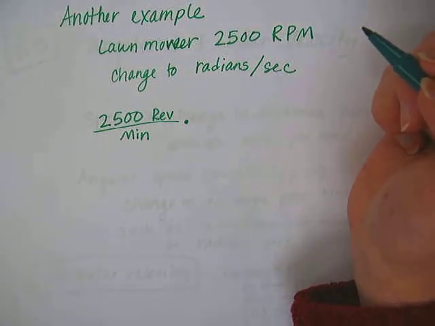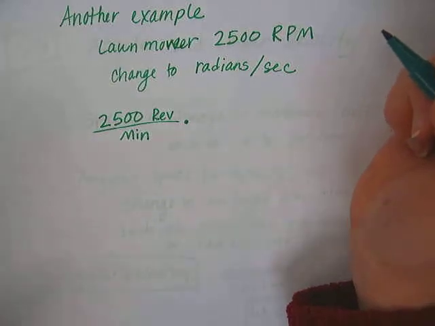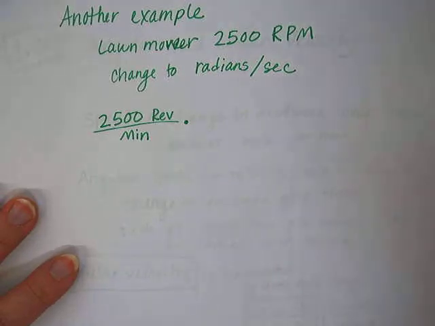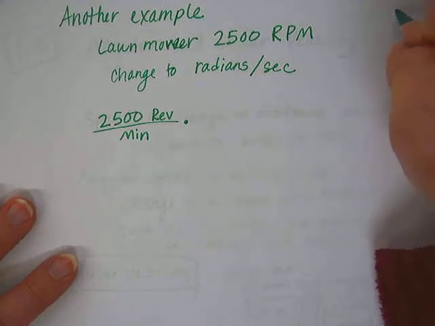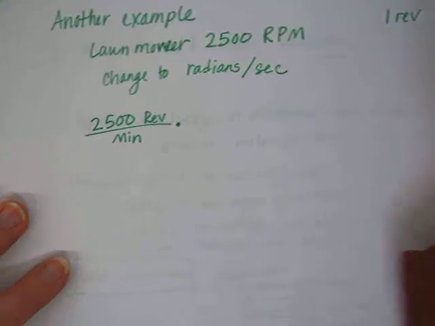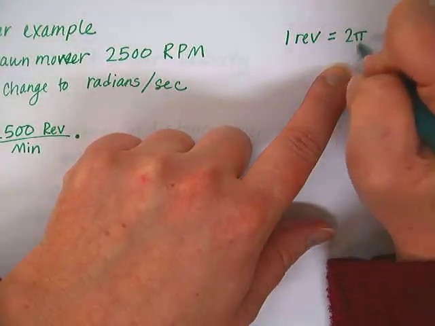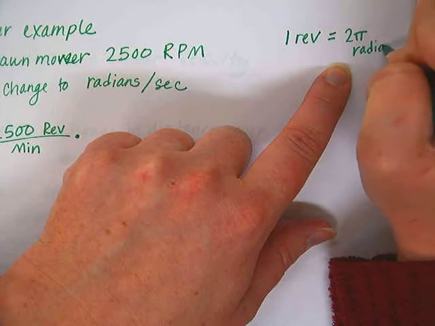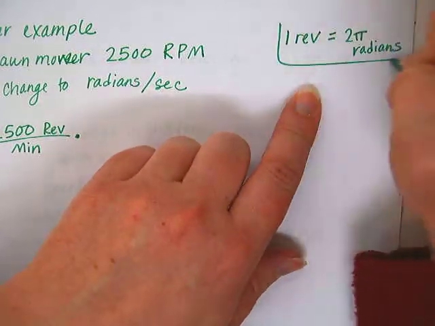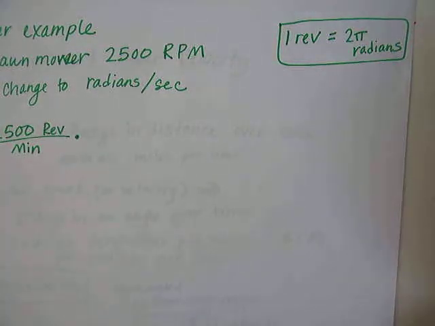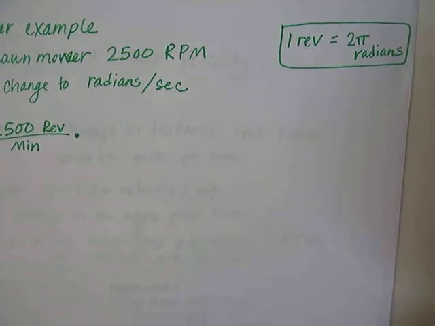How many radians are in one revolution? I guess we should have added that to our other little list we were making. 2 pi. Right. So 1 revolution, you can add this to your little list if you need to, is also 2 pi radians. Correct? Because all the way around one circle is 2 pi radians. We just learned that in section 1.2.